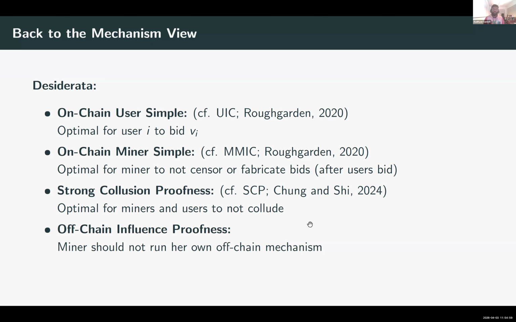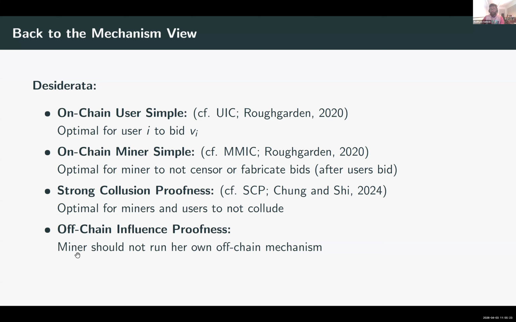Right? So if the miner says something like, if your value is less than 5, tell me that your value is less than 5, I'll include you for free. But if your value is more than 5, tell me that your value is more than 5, in which case I'll charge you $5, right? If this improves the joint utility of the coalition, that breaks strong collusion proofness.